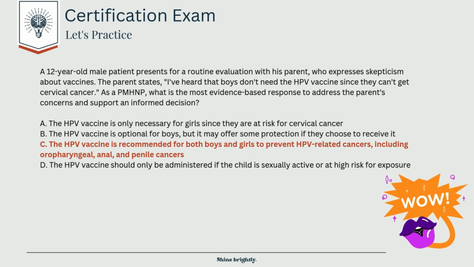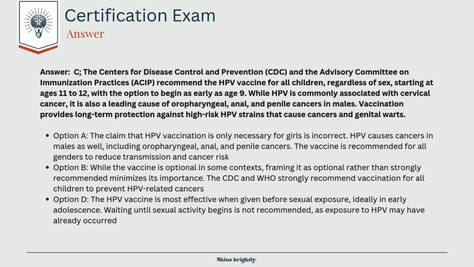Okay, if you chose C, spot on here. Let's break it down. The CDC and Advisory Committee on Immunization Practices recommend the HPV vaccine for all children, both boys and girls, starting at ages 11 to 12, with the option of beginning as early as 9. In males, HPV can lead to oropharyngeal cancer, the most common HPV-related cancer in men; anal cancer, particularly high risk in certain populations; and penile cancer, which is less common but still significant.